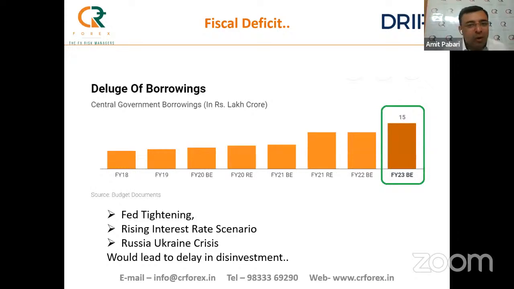So if you borrow 15 lakh crore, the first thing is it is very difficult to borrow 15 lakh crore. Second, if you are able to take that, then as we are entering a zone where the interest rates will be higher and higher in the coming days, their expenditure will also increase.